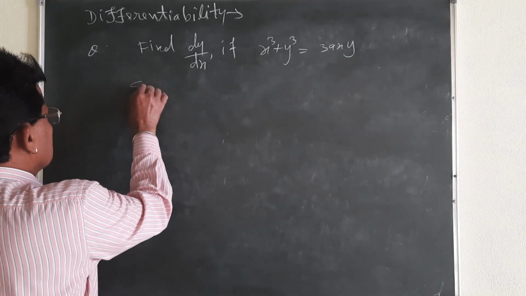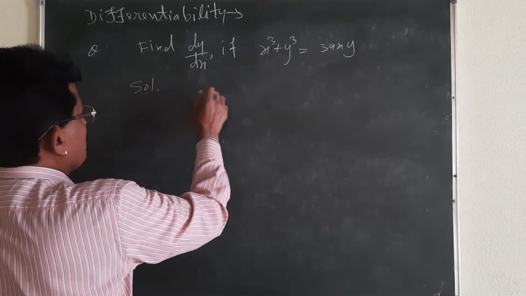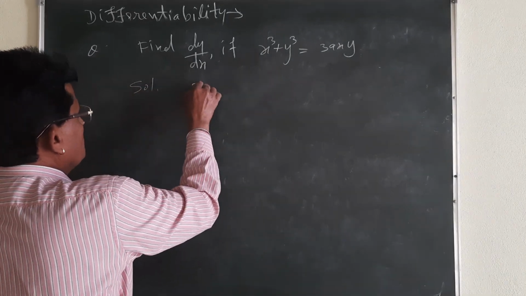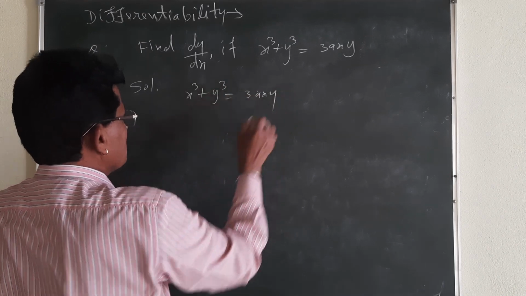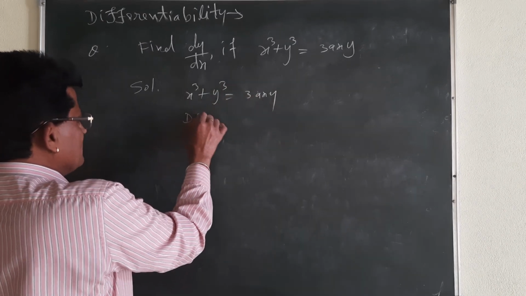Okay, let me differentiate, get the solution. x cube plus y cube will be equal to 3axy. Differentiate it with respect to x.